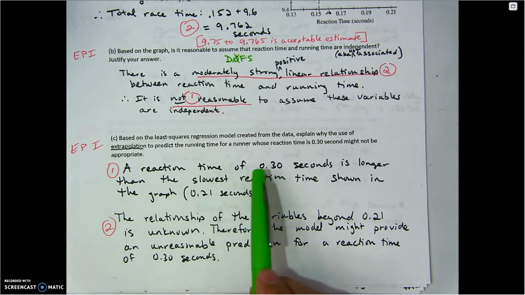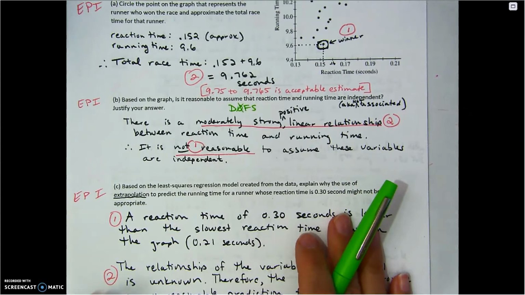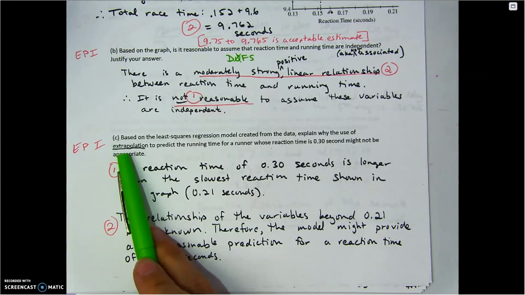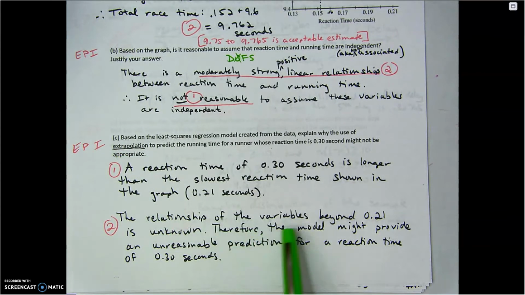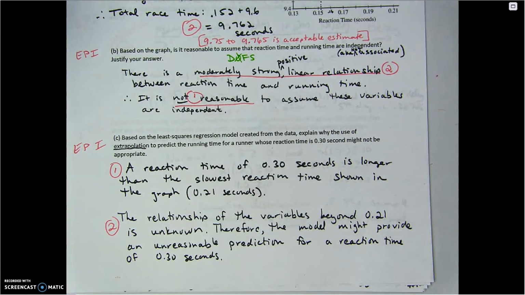All right, a reaction time of 0.3 seconds is longer than the slowest reaction time shown in the graph. So that's kind of setting up the definition of what it means to extrapolate. The next thing is to talk about how extrapolation is unpredictable. The relationship of the variables beyond 0.21 is unknown. Therefore, the model might provide an unreasonable prediction for a reaction time of 0.3 seconds. Going beyond data that you've already collected is risky to make predictions on, right? Models do fall apart. So, two things to get your full credit. If you only hit one of those things, then it's partial. All right, on to the next problem.